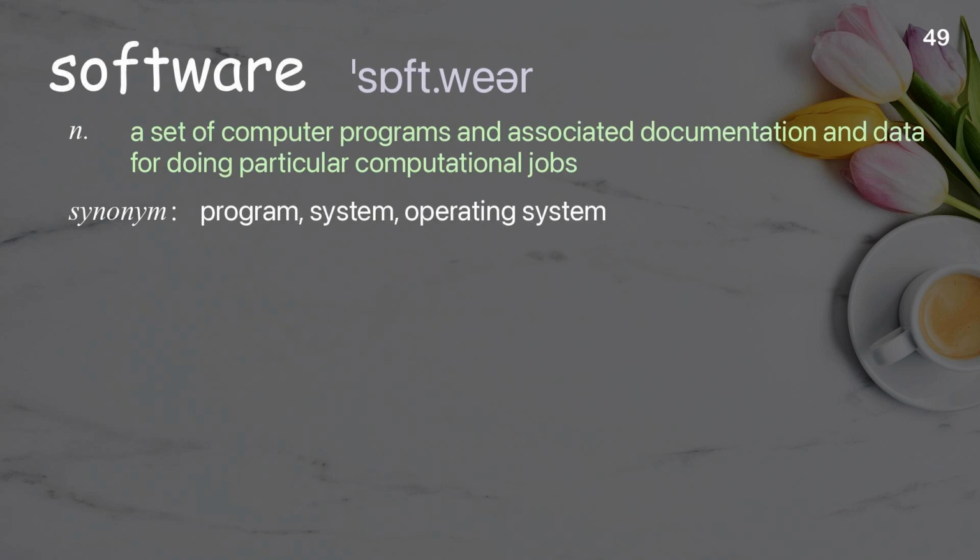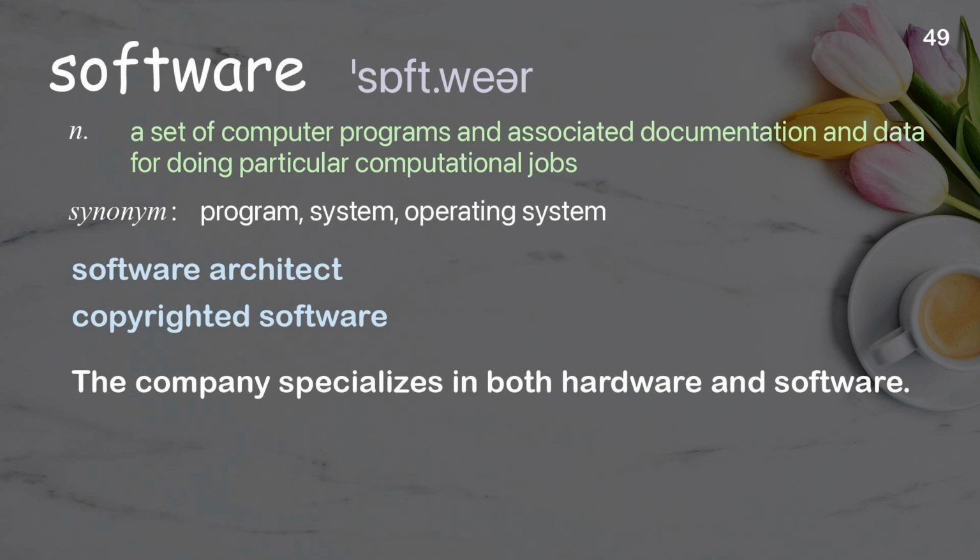Software. A set of computer programs and associated documentation and data for doing particular computational jobs. Examples: Software architect. Copyrighted software. The company specializes in both hardware and software.